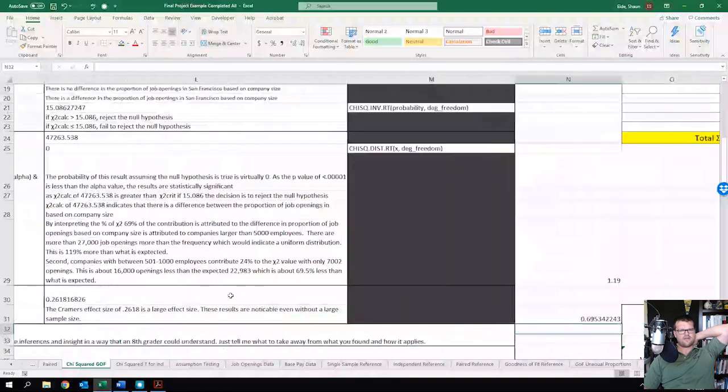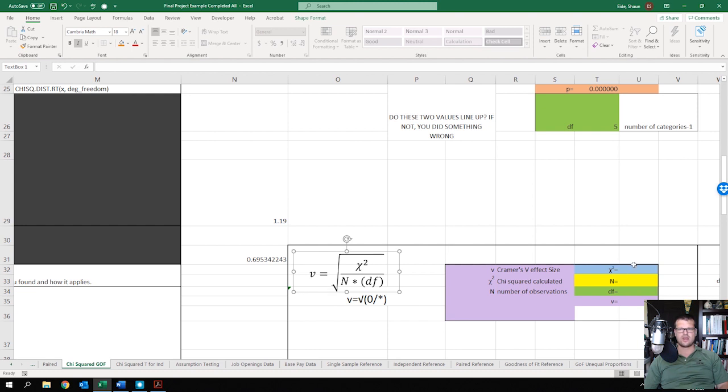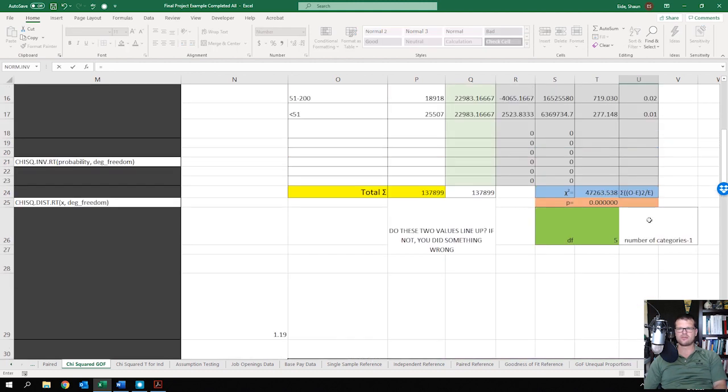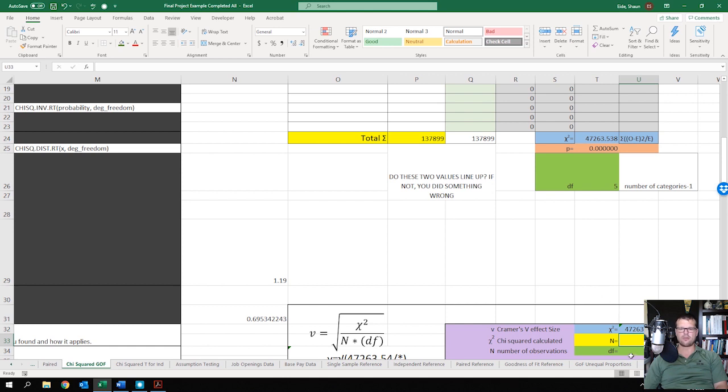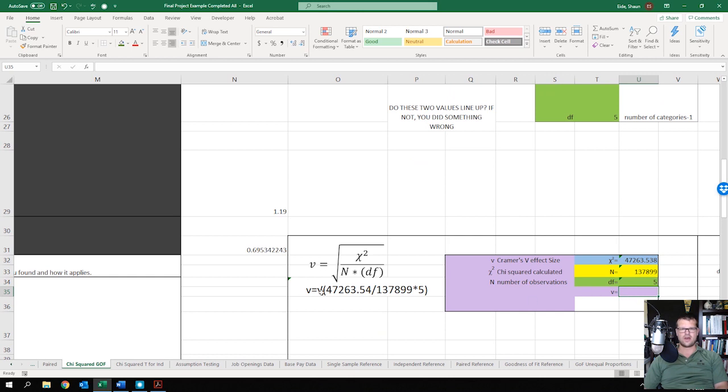Next, we want to interpret the effect size. We've got the effect size here, and I'm going to show you guys how to do this really quick. So V, the way that you calculate Cramer's V is by first putting in the chi-squared value. So I'm going to do equals the chi-squared value right there. Then I'm going to do the total number of observations, so equals the total number of observations. And then I'm going to put the degrees of freedom equals the degrees of freedom. And then V. So I have it set up just like that, and in that formula.